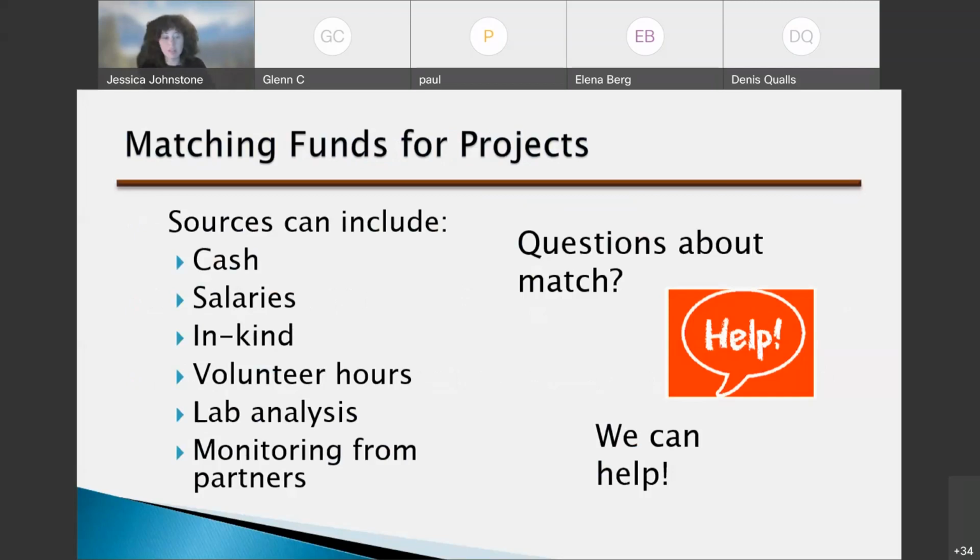Cash, salaries contribution, in-kind contributions from your partners, volunteer hours, maybe lab analyses, monitoring activities from your partners can be considered match funds. And really it's wide ranging.